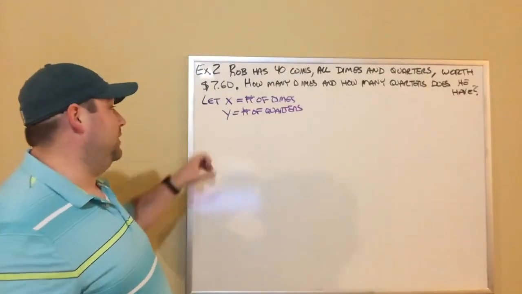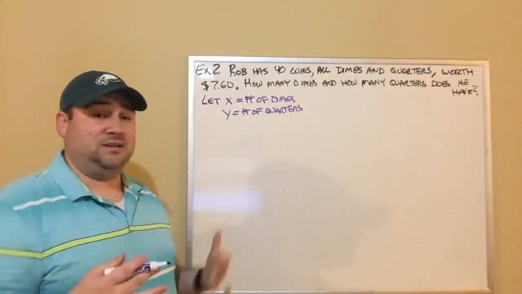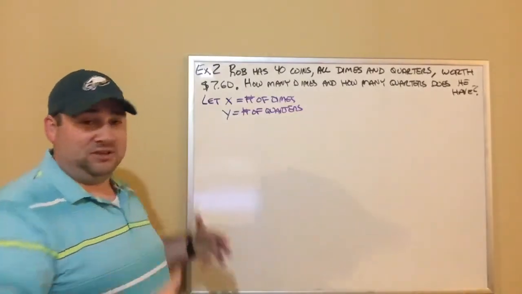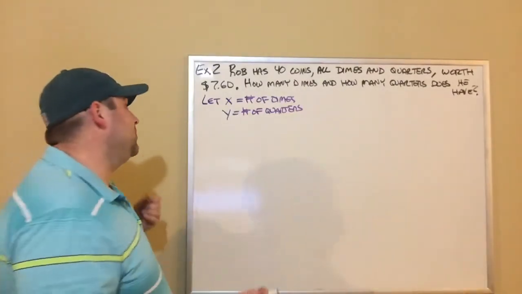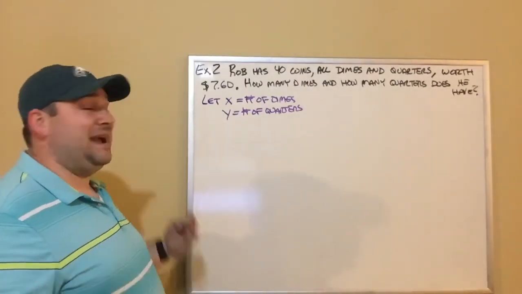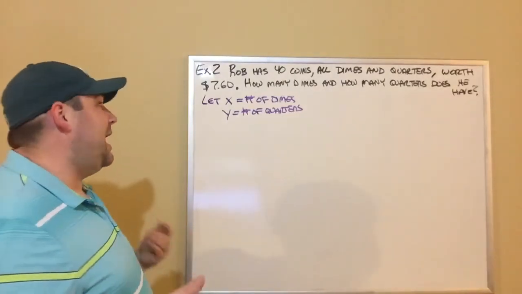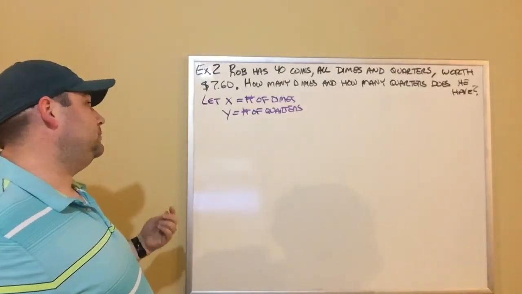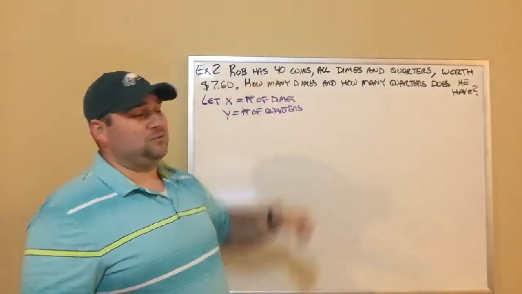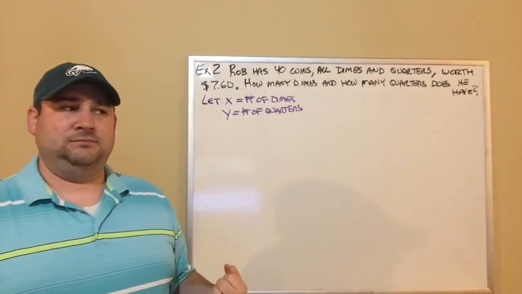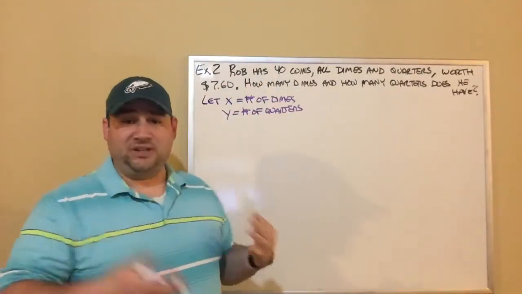I now have 2 variables. I know x is the number of dimes, y is the number of quarters. I need to figure out what those are. That's what I'm trying to do. So then I'm going to look at this and say, okay, I need 2 equations. I'm going to look at the first sentence. It says Rob has 40 coins. So that tells me he has 40 total coins.